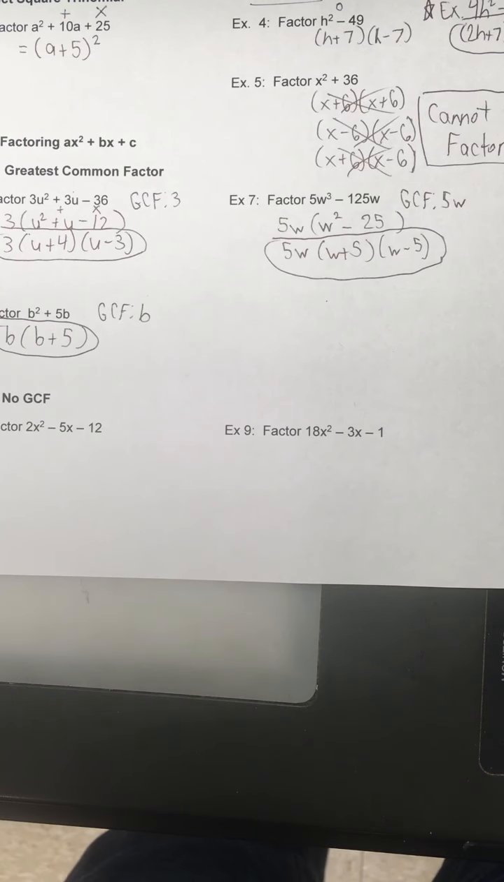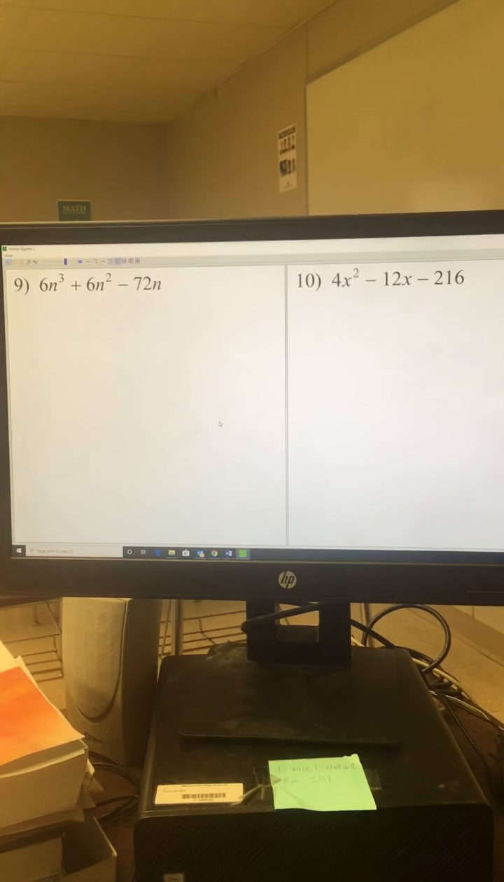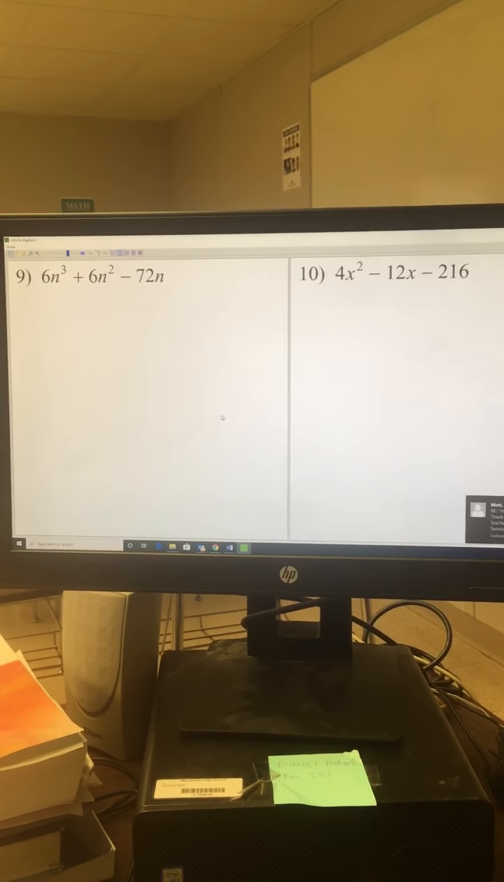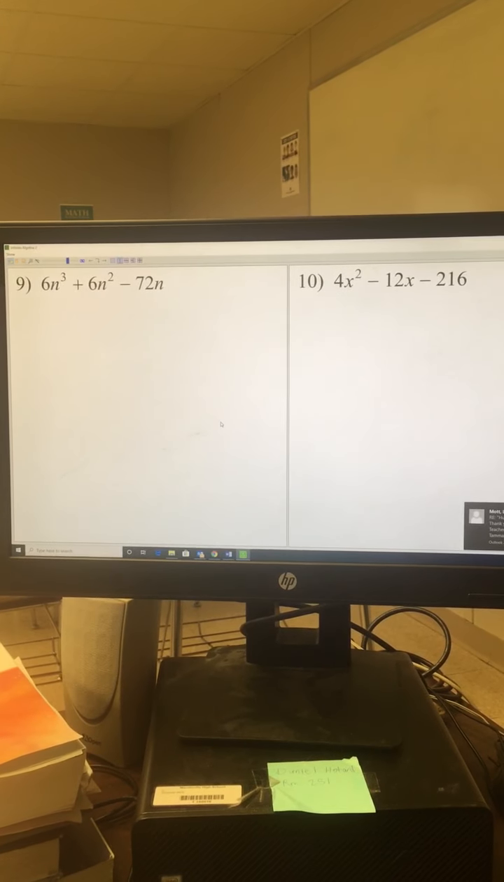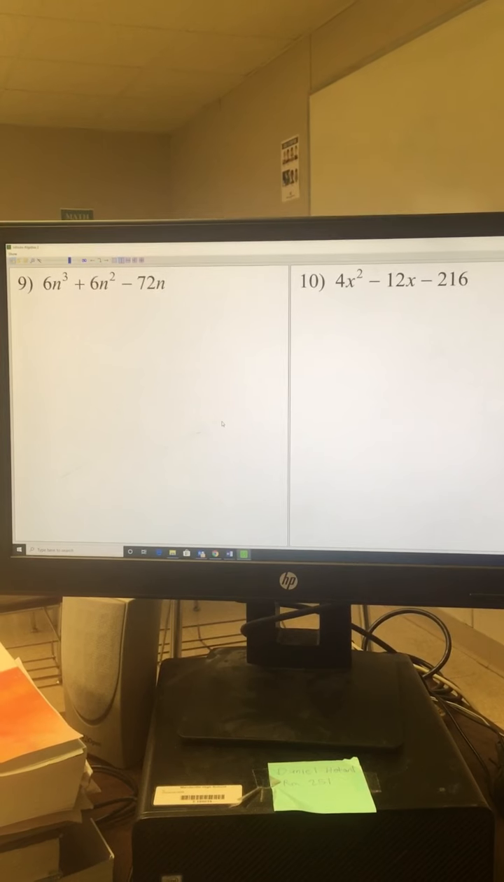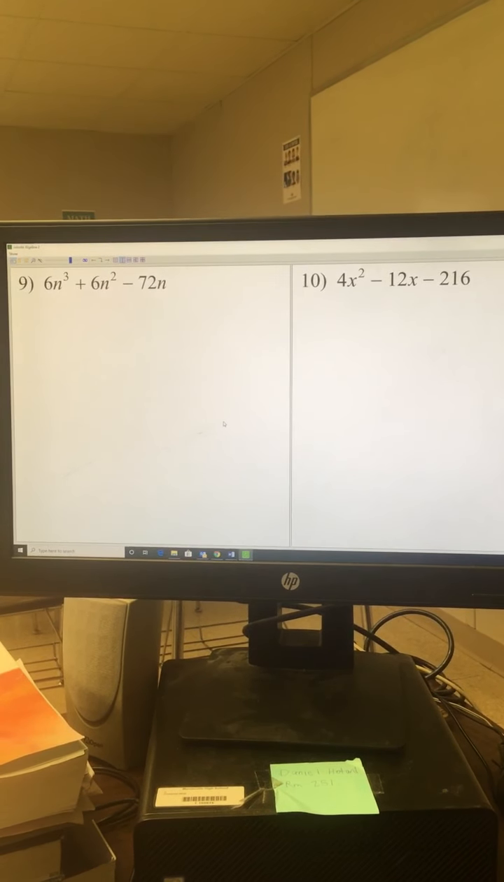So let's just try 2 more quick problems. Last 2 on your loose leaf paper. Try to factor these 2. 6n to the third plus 6n squared minus 72n, and 4x squared minus 12x minus 216. Look for greatest common factor first. So pause the video now.